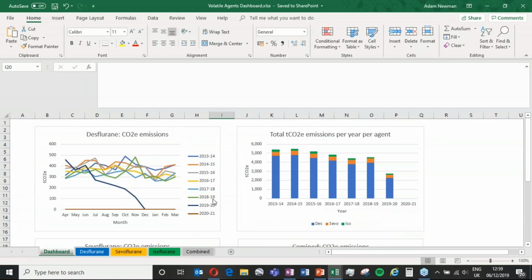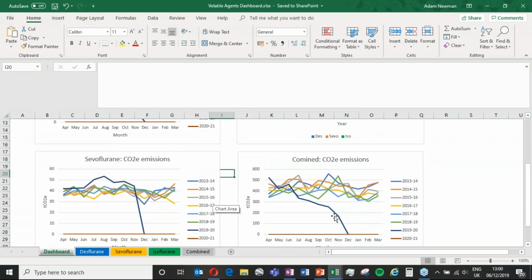You can see here, combined CO2 emissions. These are the most recent figures we've got. Anaesthetic gases peaking at 560 tonnes in October in 2013. Last month, they've got it down to 170.